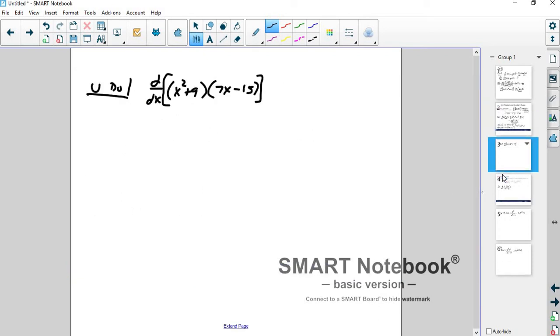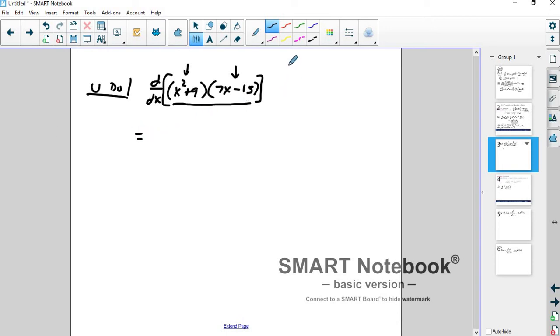Why don't you guys pause the video and you try this one. Don't FOIL it out. You can FOIL it out to check yourself, but let's try it using this term as my first function and this one as my second function and see what you get. Pause the video and come back and check it out.